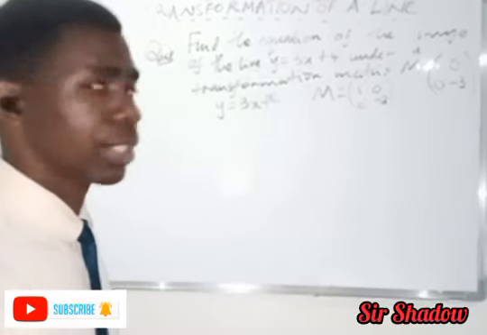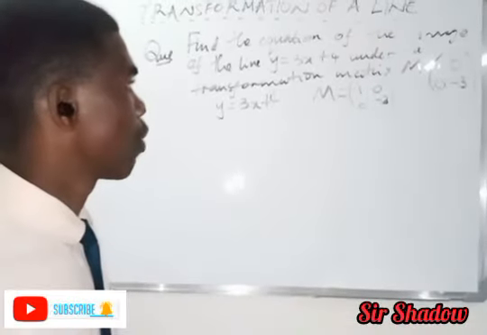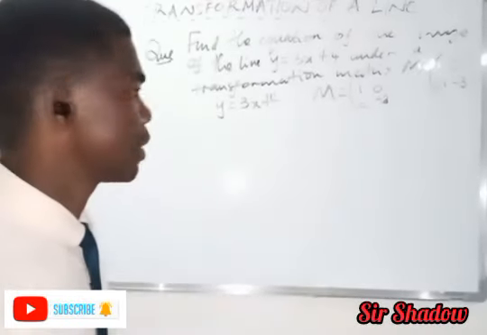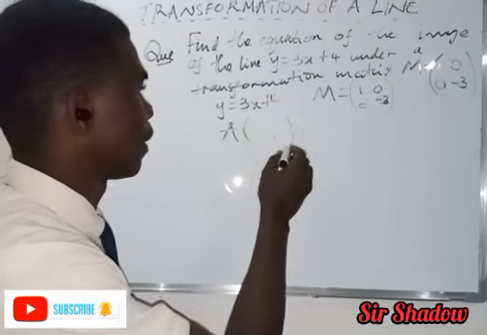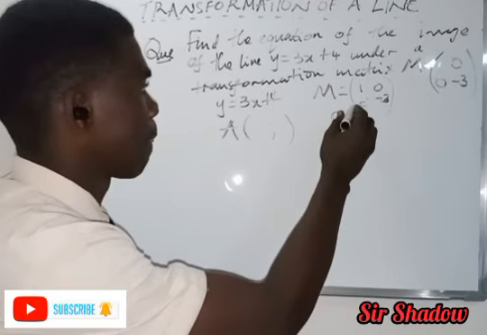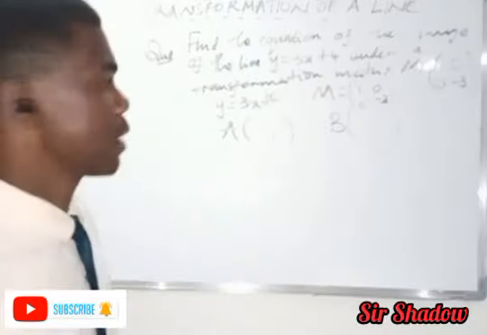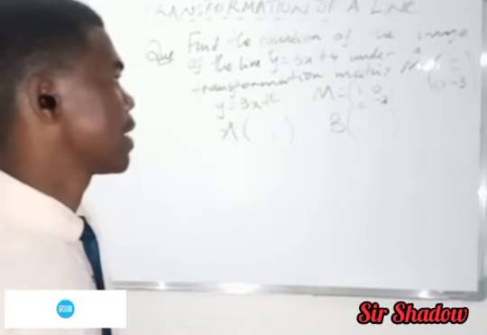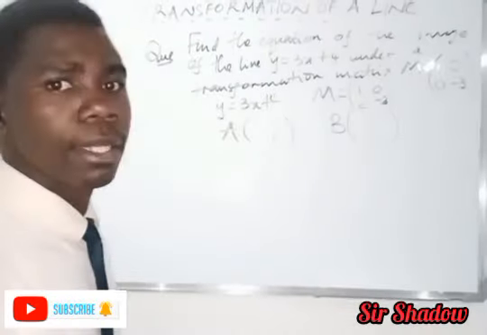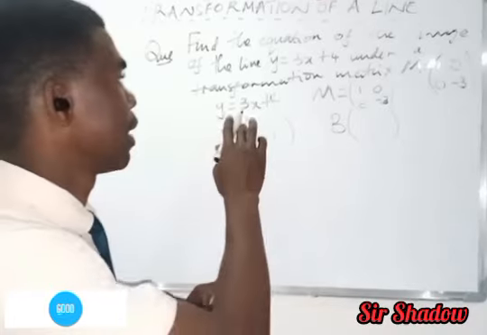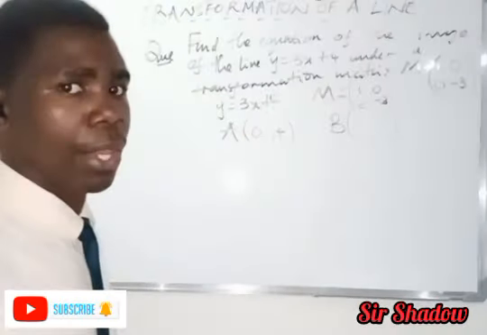So first method, we have to find two general points from this question. Let the general points be A and B. For the first one, since this is a line in the form y is equals to mx plus c, we have to let x be 0. So when x is 0, y is equals to 4. So 0, 4 is the first general point.